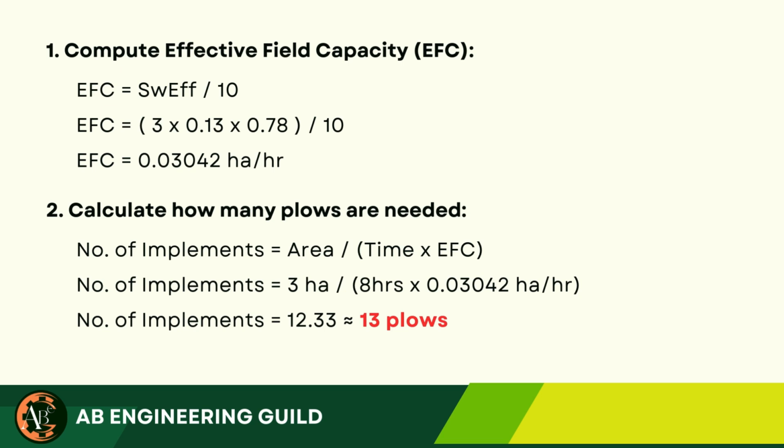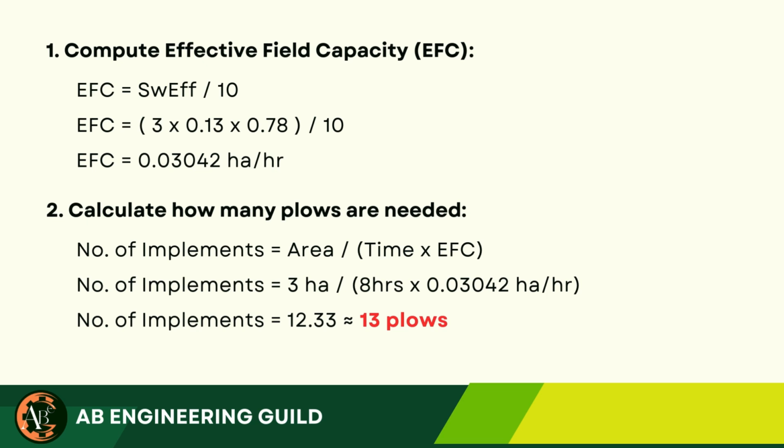Next, we calculate how many plows are needed. The formula is, number of implements equals total area divided by open parenthesis time multiplied by effective field capacity close parenthesis. Substituting the values, we get 3 hectares divided by open parenthesis 8 hours times 0.03042 hectares per hour close parenthesis. That gives us approximately 12.33 plows. Since we can't use a fraction of a plow, we round up to 13. So, the farmer would need 13 animal-drawn plows working simultaneously to complete the field within 8 hours.